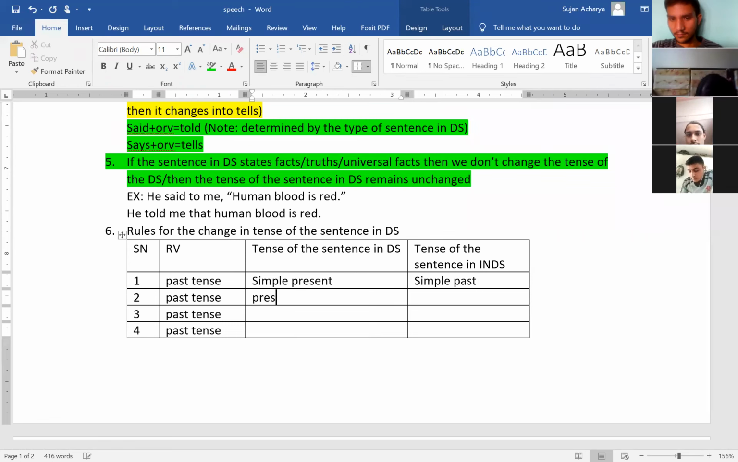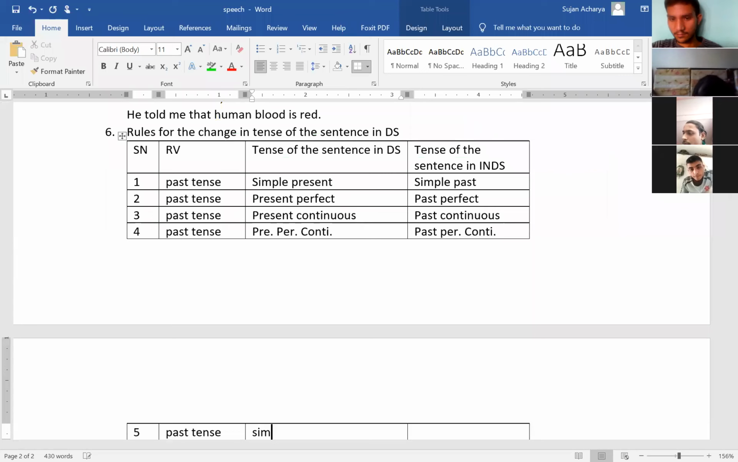If the sentence is in present perfect, we change it into past perfect. If the sentence is in present continuous, we change it into past continuous. If the sentence is in present perfect continuous, we change it into past perfect continuous. And if the sentence is in simple past, we change it into past perfect.